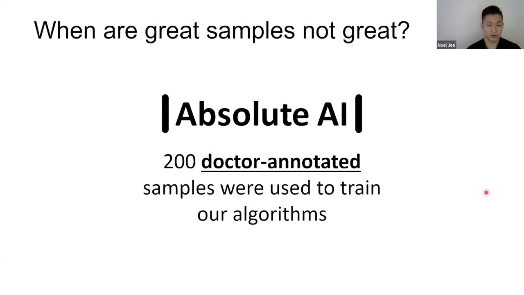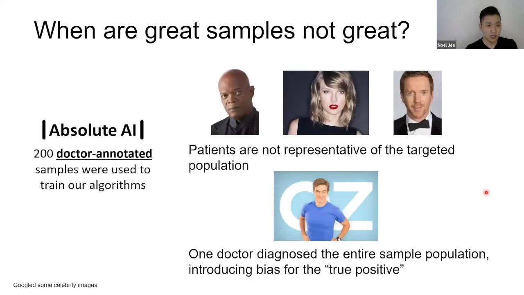All right, so when are great samples not great? We talked about all of the different inputs, the variables. Let's talk about the actual samples, because that's very important as well. So Absolute AI said that they use 200 doctor annotated samples to train their algorithms, which is fantastic. I mean, it's not big data, but it's nothing to sneeze at, right? A lot of companies aren't able to collect 200 samples. We talked about true positives before. These true positives, the actual disease population, came from doctor annotation, which is pretty good.